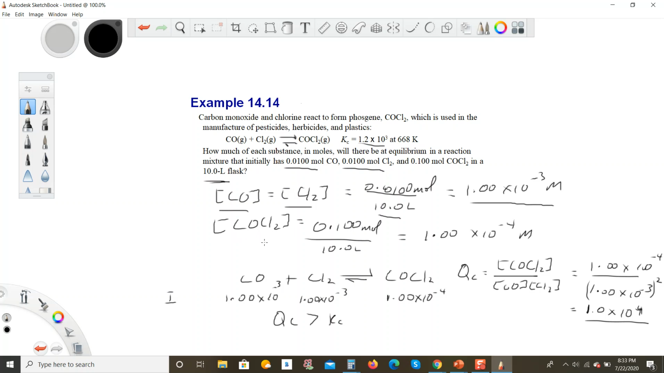So therefore, both of them will have the same concentration of 1.00 times 10 to the minus 3. In the case of COCl2, similar process. The only difference is that the moles will be different, 0.100 moles in this case. The volume is still 10.0 liters. So we end up with this answer here.